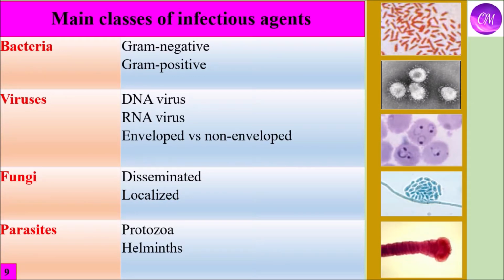The main classes of infectious agents include bacteria, gram-negative and gram-positive; viruses, with DNA viruses and RNA viruses, and enveloped or non-enveloped; fungi, which may also be disseminated or localized; and parasites, protozoa and helminths.